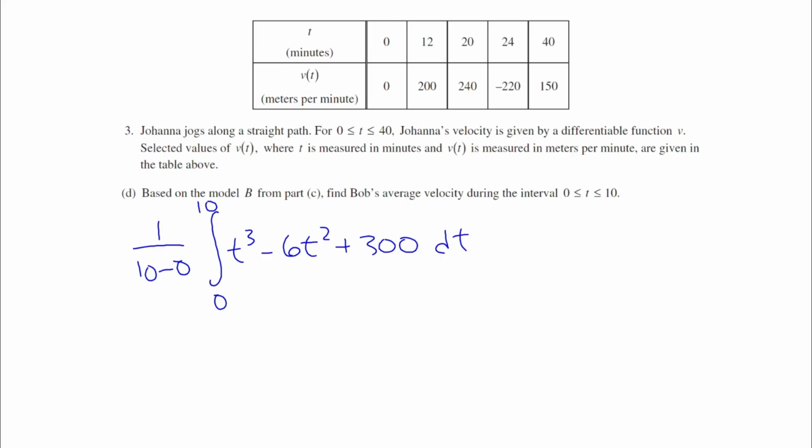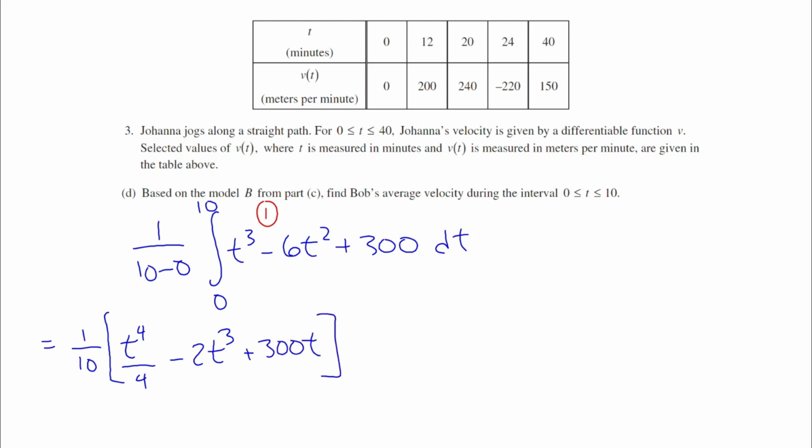And they give you a point for just having the integral there. And then they give you a point for correctly anti-differentiating. So we have 1/10 of t to the 4th over 4 when we integrate the first piece. The next piece becomes minus 2t cubed, and the last piece becomes 300t. They give you 1 point here for correctly integrating, and then they're going to give you 1 point in the end for having the correct answer.